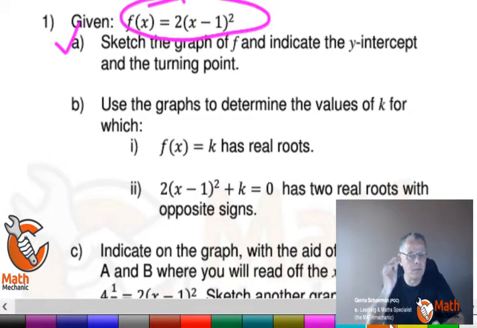Then moving on to question number B, they're talking about the roots, real roots with opposite signs at number B2. And for that, you just need to remember that if you take a look at the parabola, you've got your y-intercept and your x-intercepts. Your x-intercepts are exactly that. It's the roots of the equation. We talk about the solution to the equation, we talk about the x-intercepts of the graph, or we talk about them as the roots.